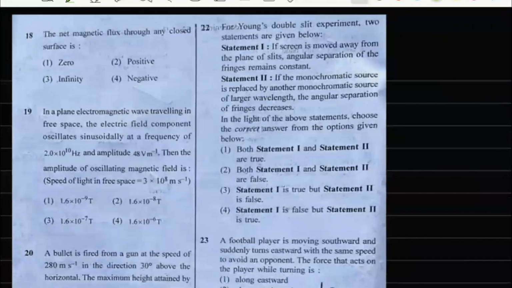Question number 18. So the net magnetic flux through any closed surface. Well, if it's a closed surface, what should it be? So what we can do is just consider, say, a bar magnet. Okay. So if we have a bar magnet, just something to think about.